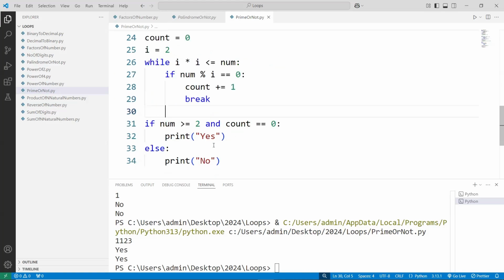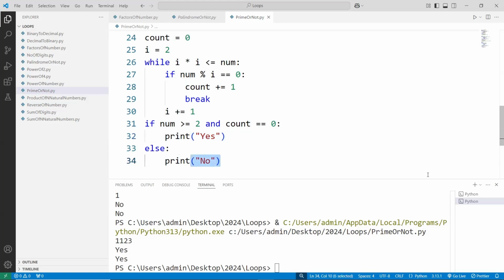Now here comes the most important thing. You need to increment your i value by 1. If you fail to do so, of course, the while loop goes infinite times. So just the same thing: you start from 2, you go exactly until the square root, and if at any point you find at least one factor, you come out of that and check this base condition. Number should be greater than or equal to 2, and of course, the count should be equal to 0. If this is satisfied, we can simply say that it is a prime. If not, it is not a prime.